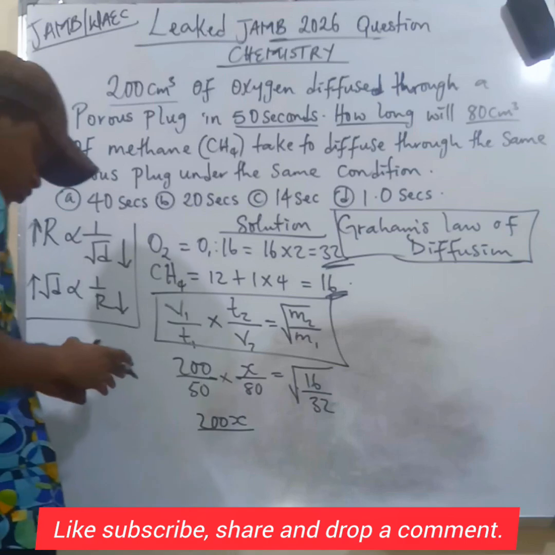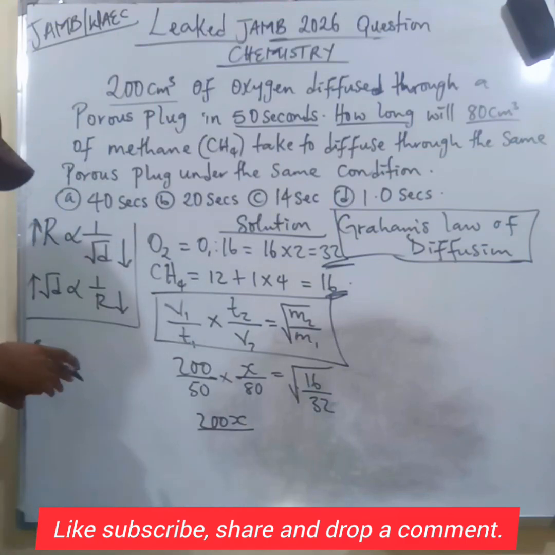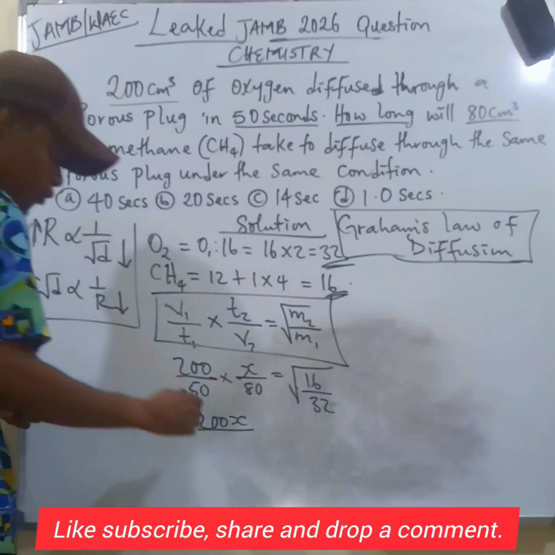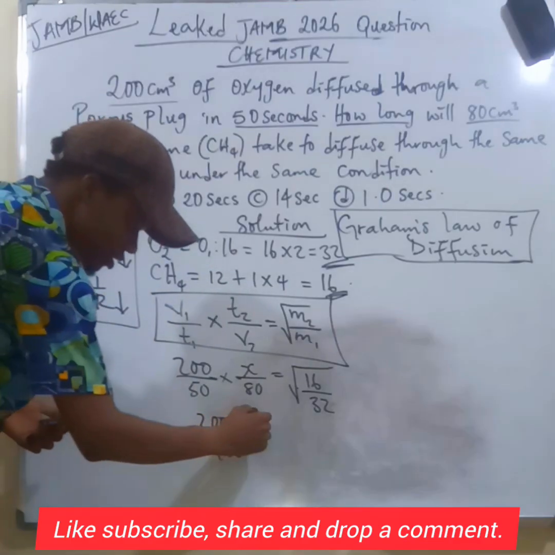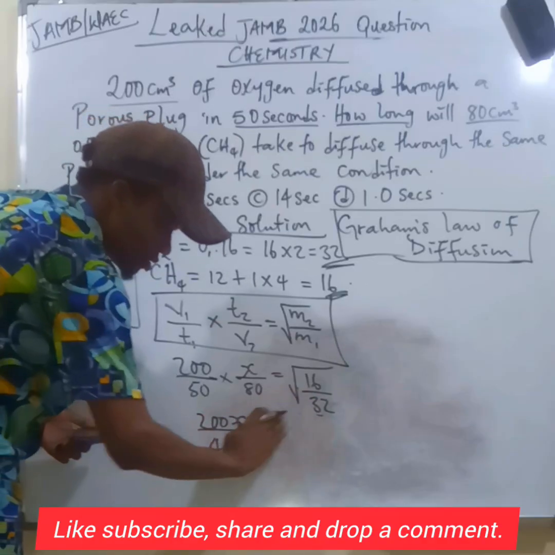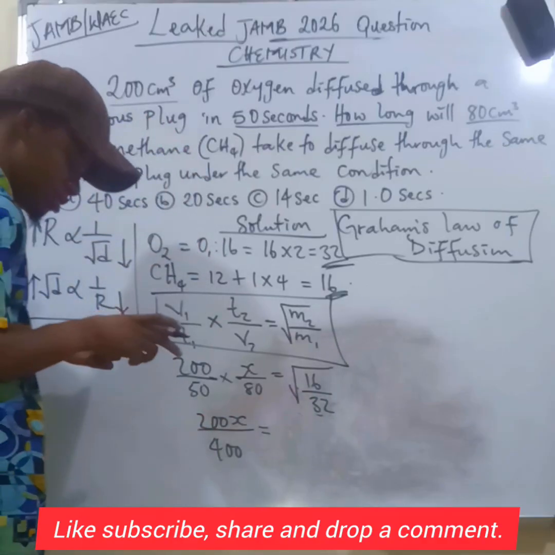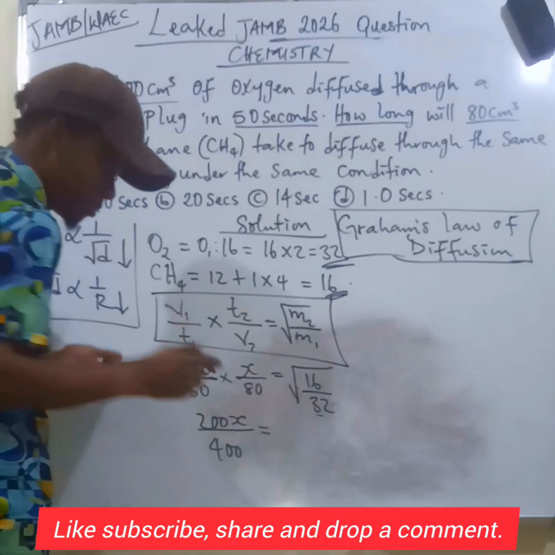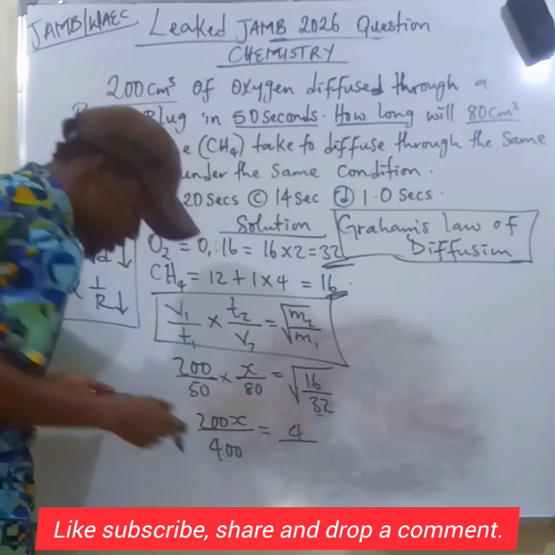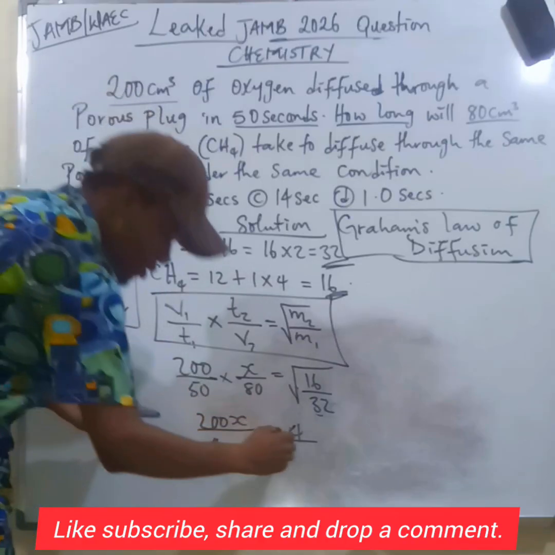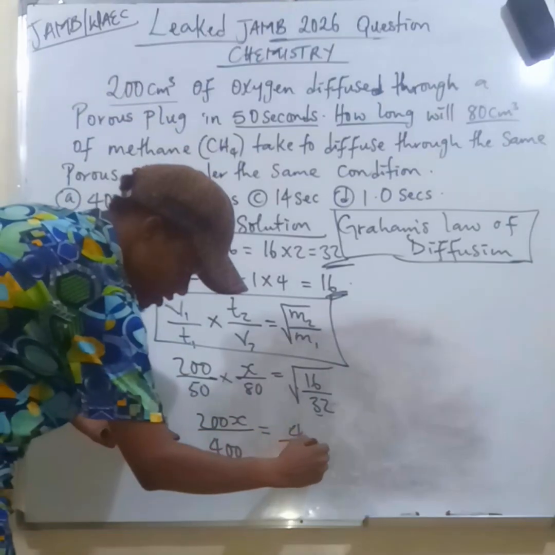Then from here, 200 times x is 200x all over 50 times 80. So quickly, let's go through it. 50 times 80, we have 4,000. That's 4,000 equals, then square root of 16. Square root of 16 will be 4 over, then square root of 32. Square root of 32 will be 5.65.